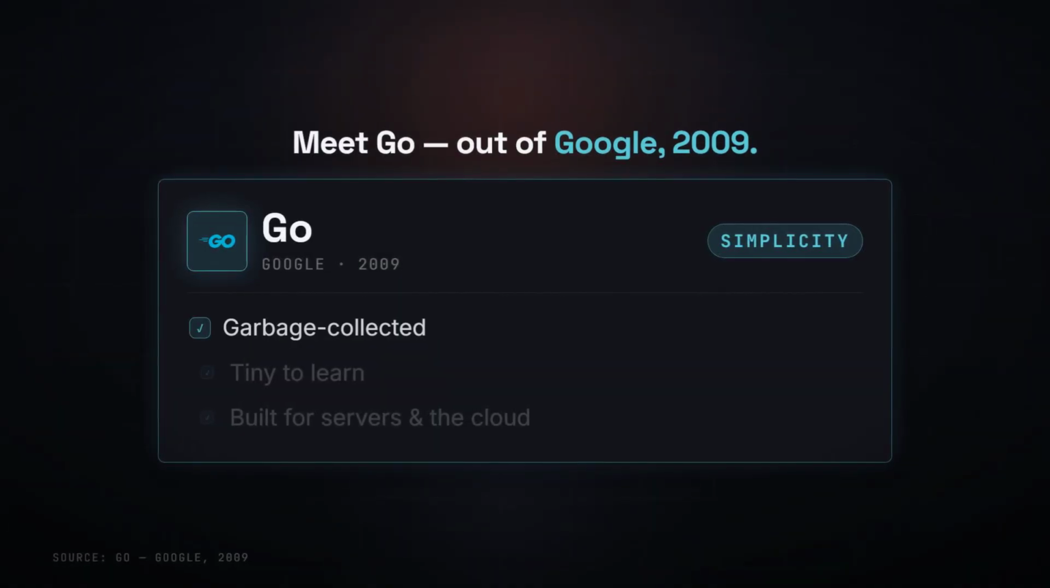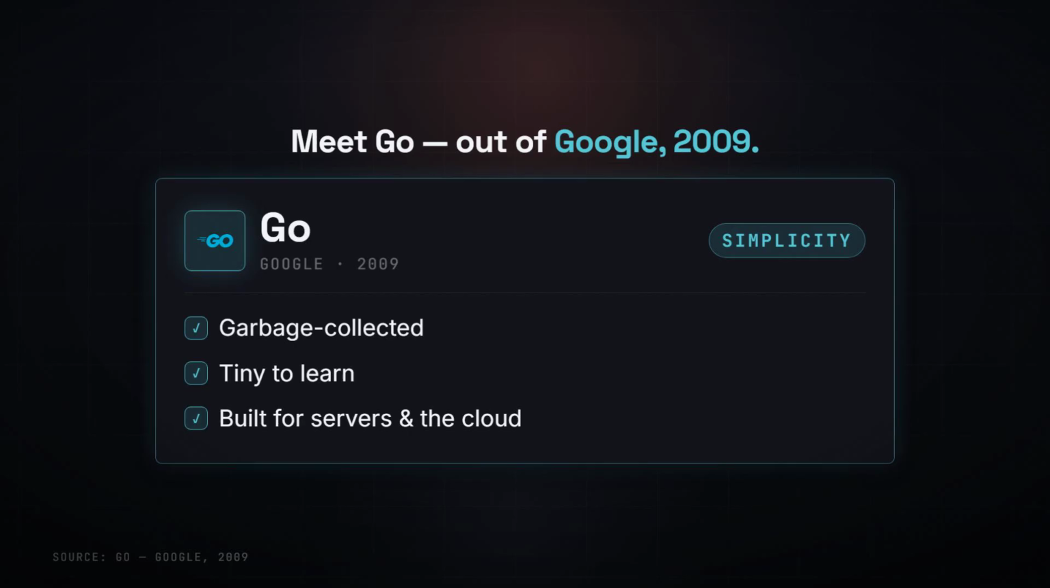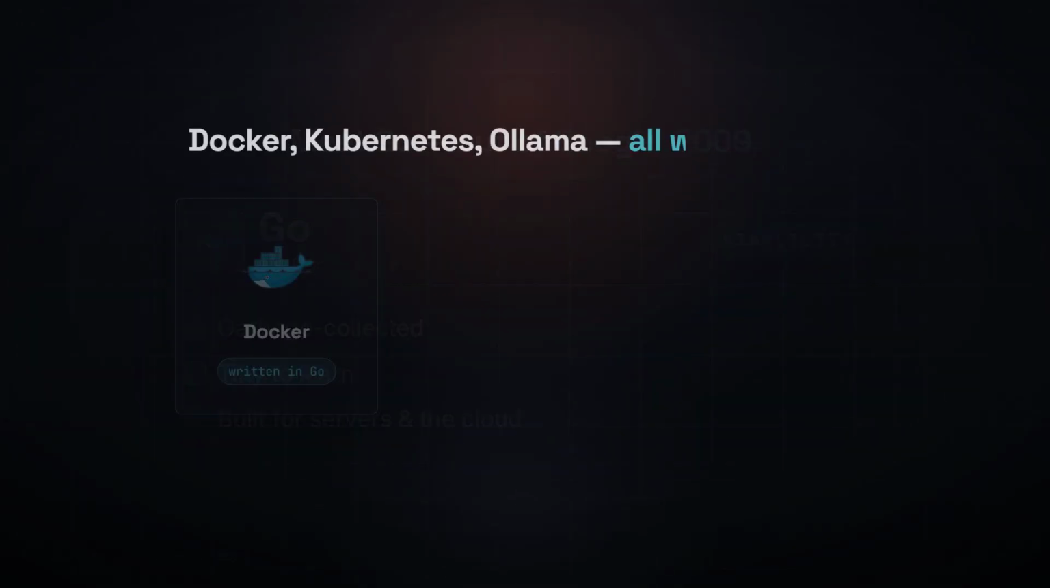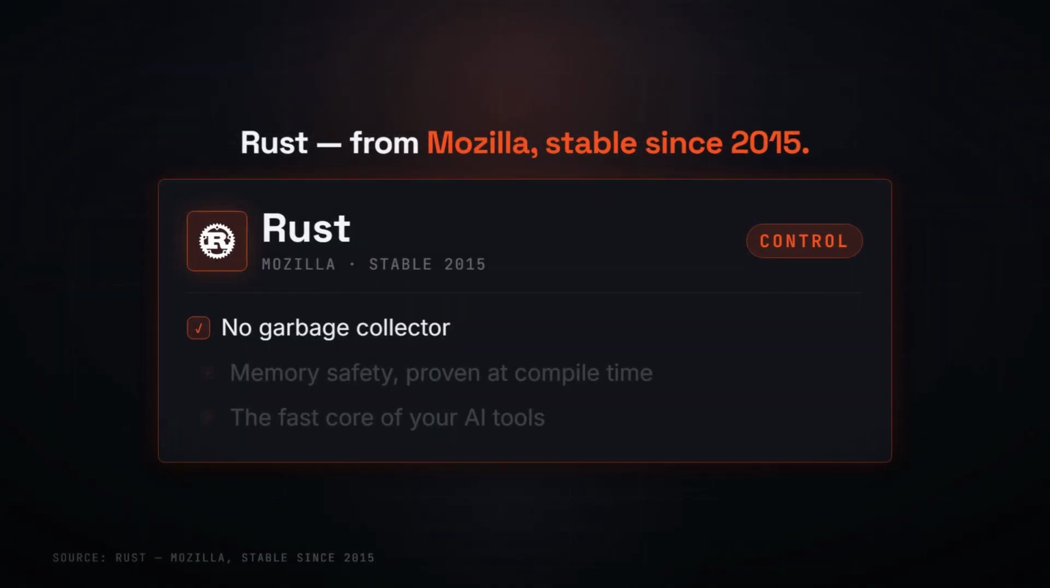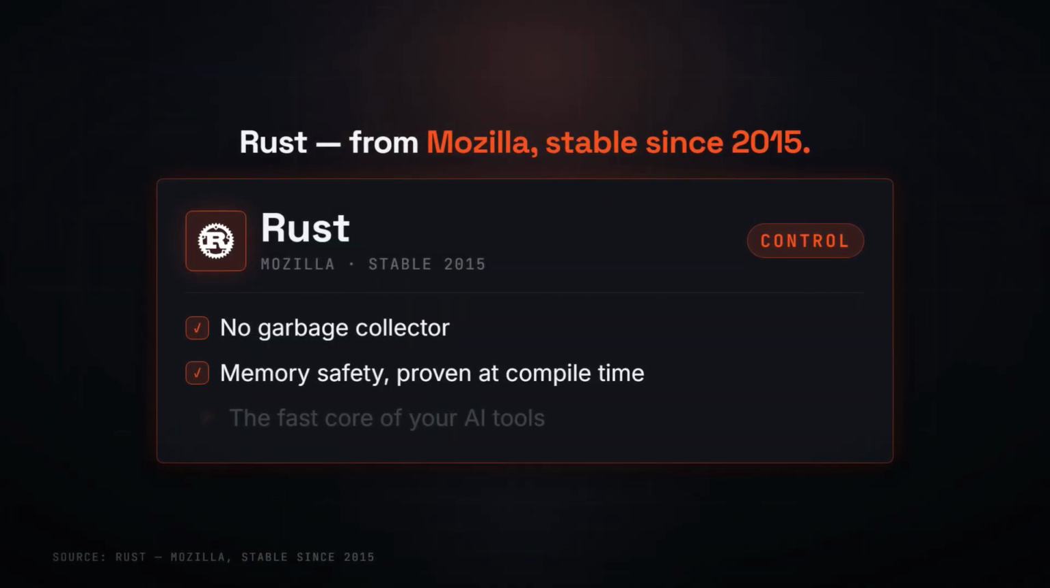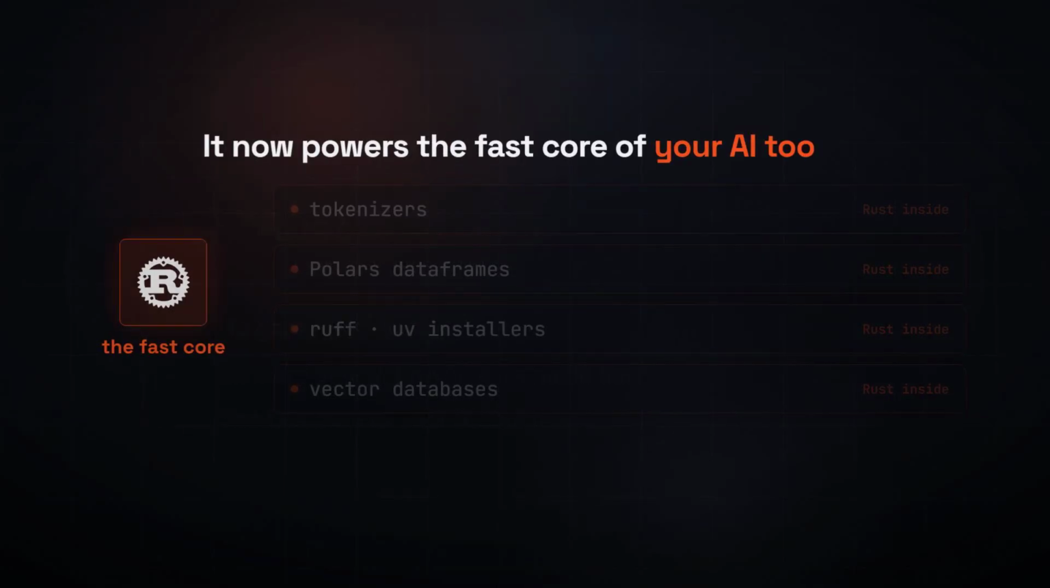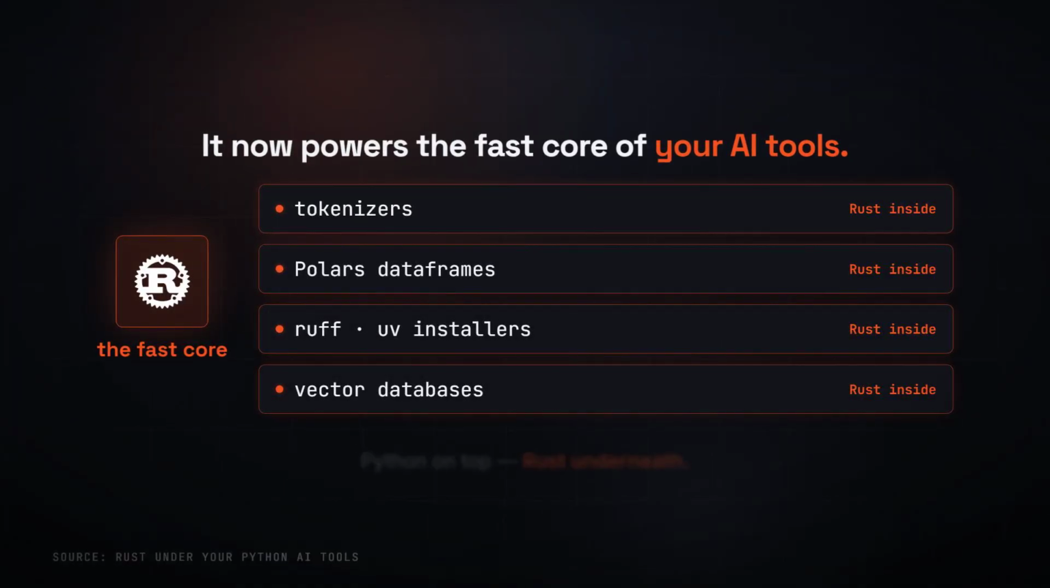Meet them. Go came out of Google in 2009, garbage collected, tiny to learn, built for servers in the cloud. Docker, Kubernetes, and Ollama are all written in it. Rust came from Mozilla, stable since 2015, no garbage collector, memory safety proven at compile time. It now powers the fast core of half your AI tools.